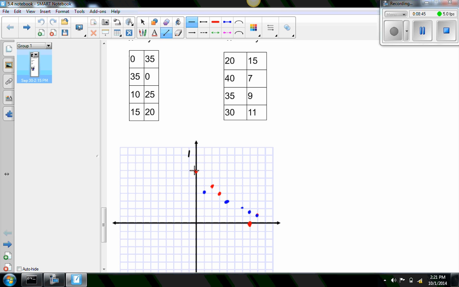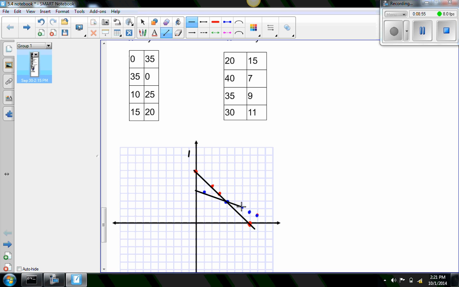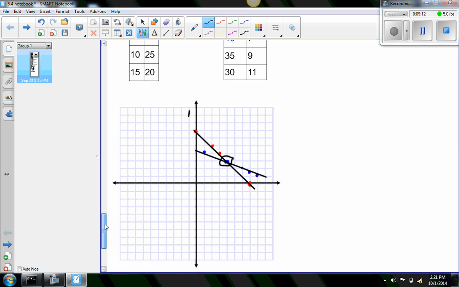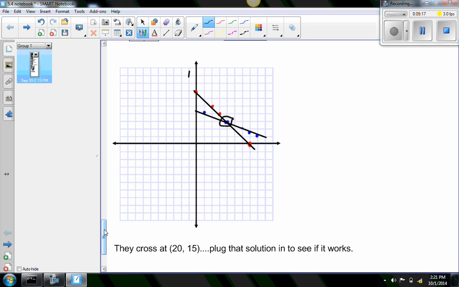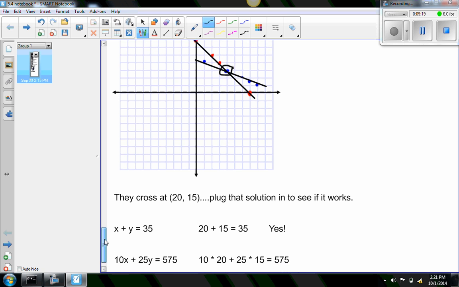And so if I take this and go through the red ones, it just seems to go through right there. And if I try to go through my blue ones, you can see that it comes out pretty nicely. And so pretty much what that's showing you is it crosses right there. Well, which point is that? 5, 10, 15, 20, 5, 10, 15. Oh, they cross at (20, 15). Isn't that nice? Plug that solution in to see if it works, which is what I did right here.